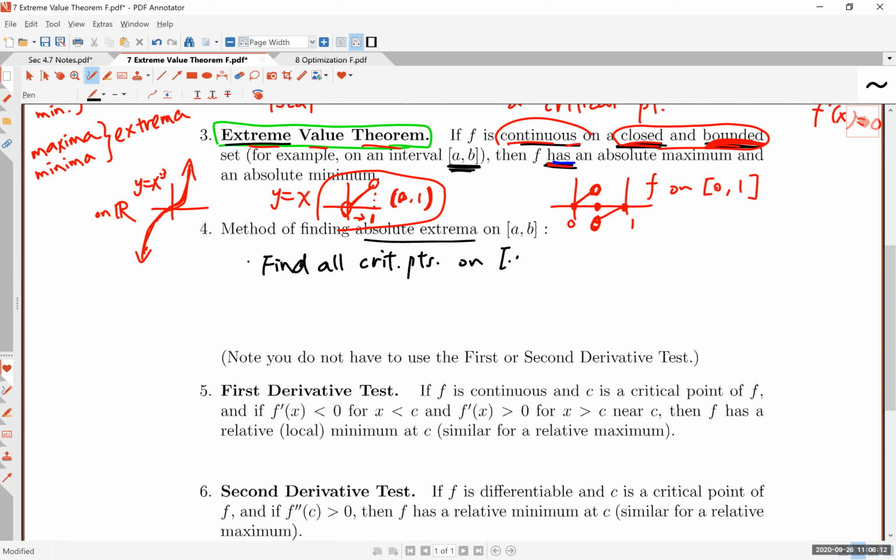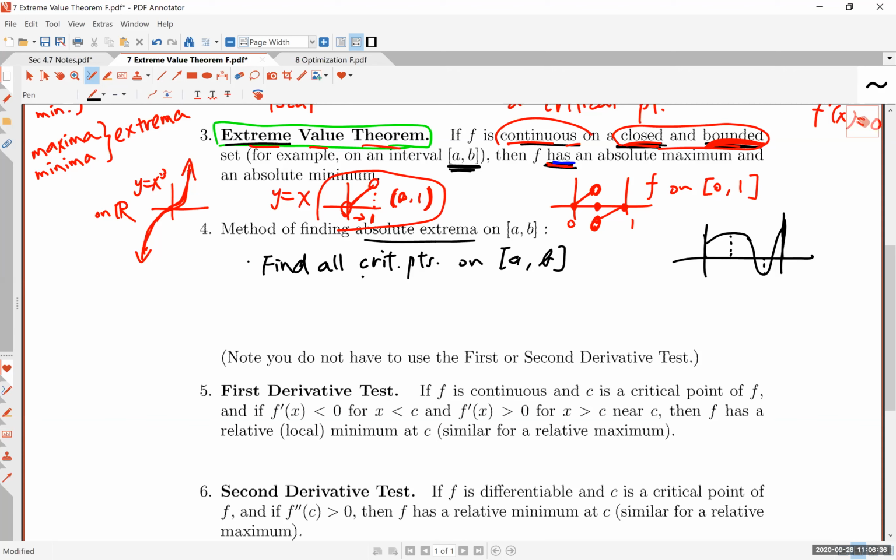On A and B. Right, because you may have a function like this, and let's say you have another function here. This time it's like this, okay? And so here's a critical point. Here's another critical point, it seems. And so it could be that the absolute maximum and minimum could occur at these points.